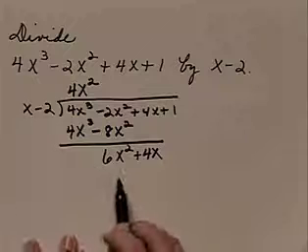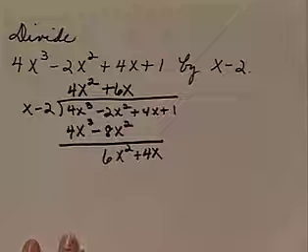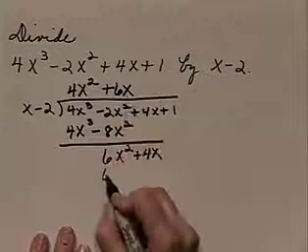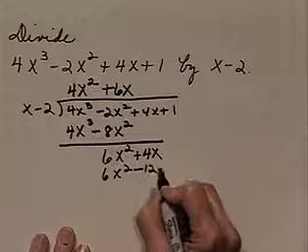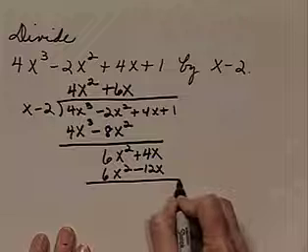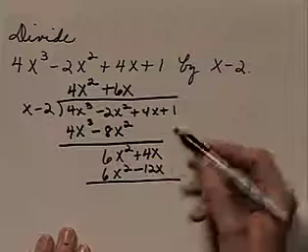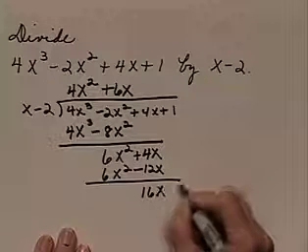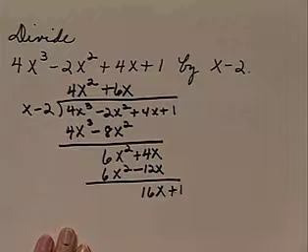X divides into 6x squared 6x times. So we'll put plus 6x in our quotient. 6x times x is 6x squared. 6x times negative 2 is negative 12x. And we'll subtract. 6x squared minus 6x squared is no x squareds. 4x take away a negative 12x gives us 16x. And we'll bring down the next term, plus 1.